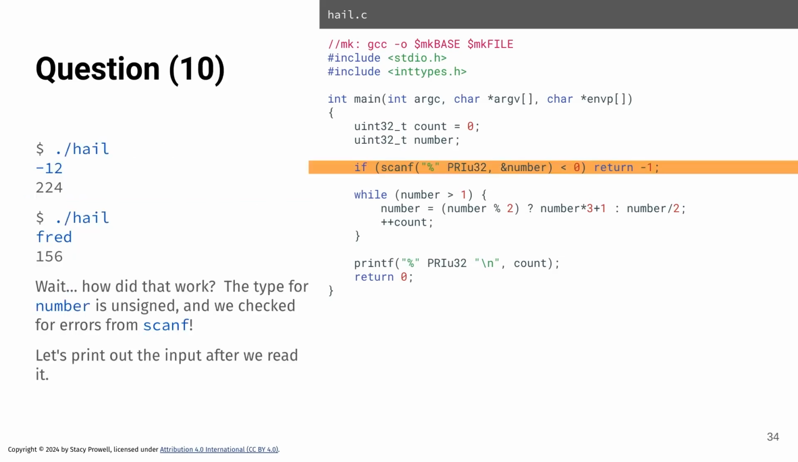Let's try it. So we try it, we enter -12, and it tells us 224. We enter Fred, and it tells us 156. Okay, so wait just a minute. How did that work? We passed a pointer to number, and number is explicitly an unsigned 32-bit integer, and we told scanf it was an unsigned 32-bit integer. So when I put a negative number in, why does it take that? What does that mean?